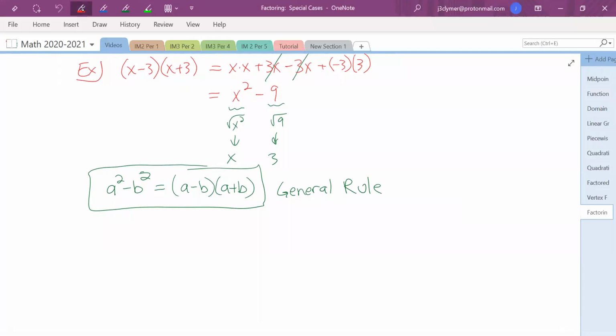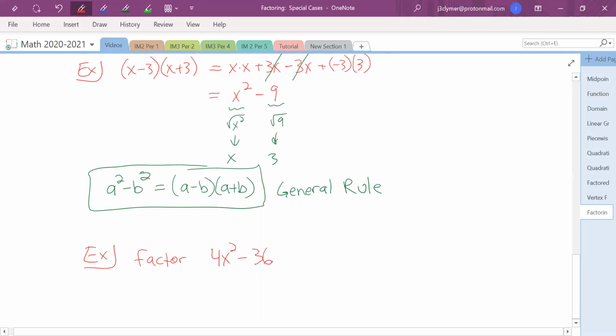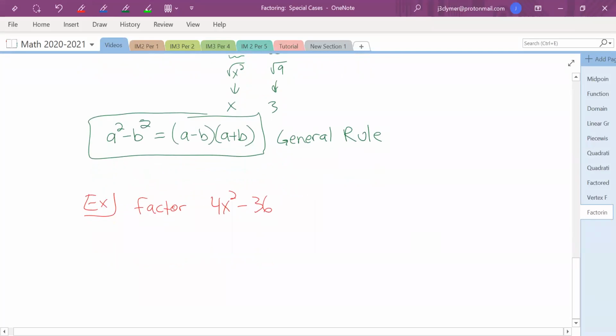So let's look at one more example. Let's say you're asked to factor 4x squared minus 36. First of all, it's not even a trinomial. So that's helpful to recognize that something different is going on here. By the way, you can factor this using our typical trinomial techniques. You just have to rewrite it as 0x in the middle, so 4x squared plus 0x minus 36. And then you can follow the same techniques we did before. But we don't need to. We have a shortcut here.